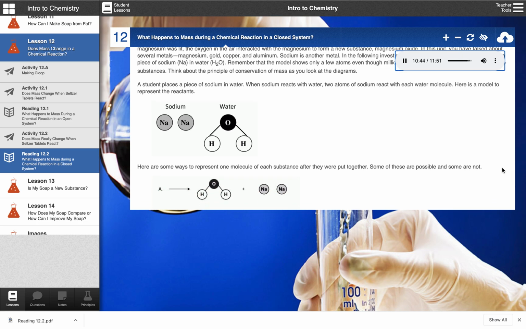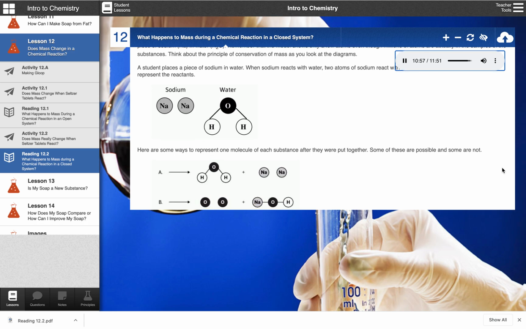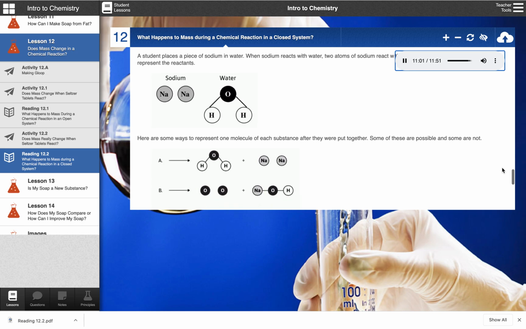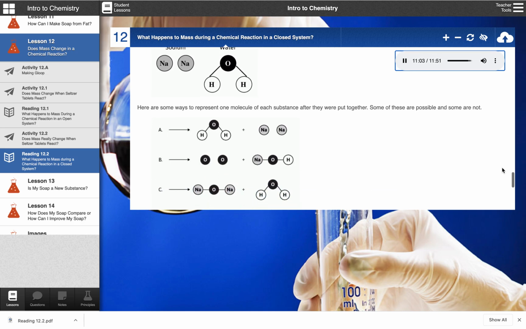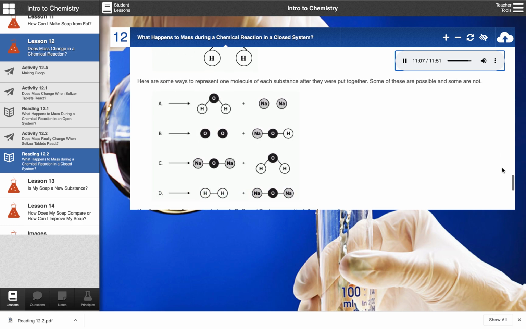A student places a piece of sodium in water. When sodium reacts with water, 2 atoms of sodium react with each water molecule. Here is a model to represent the reactants. Here are some possible ways to represent one molecule of each substance after they were put together. Some of these are possible and some are not.